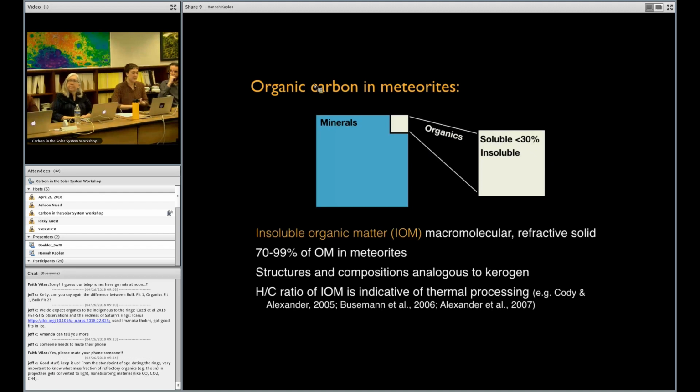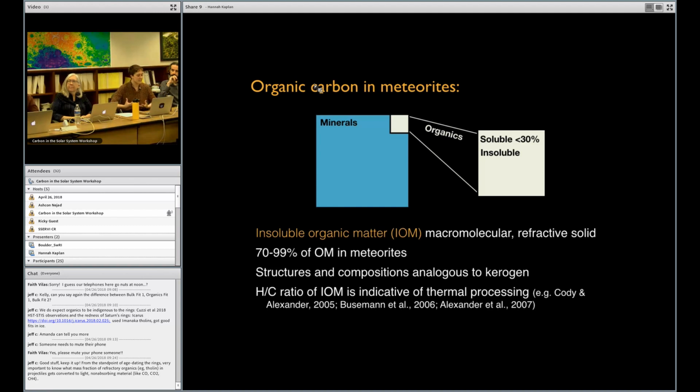So, organic carbon in meteorites. We've kind of touched on this subject a bunch, and we ended the day yesterday with a comment on how maybe we're not all speaking the same language, so I'll just start with some definitions, and the first 6 slides of this talk will be making sure everyone's on the same page.